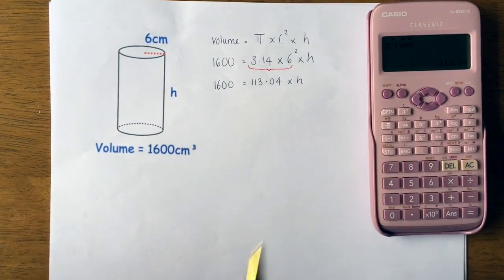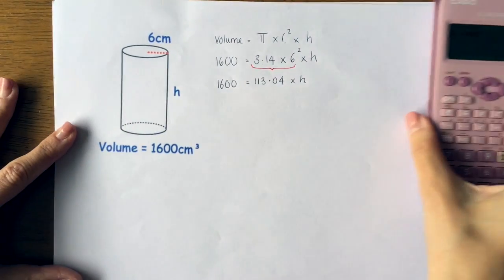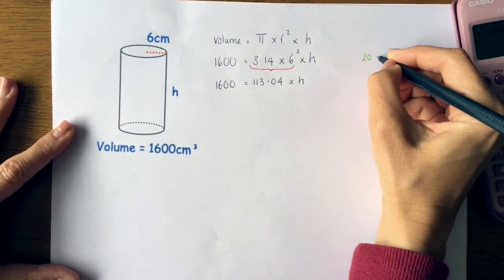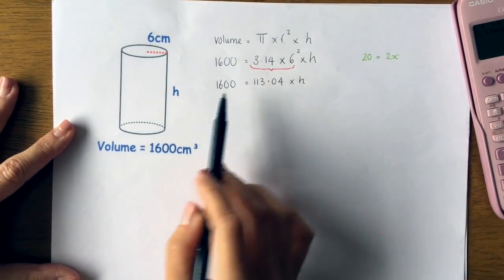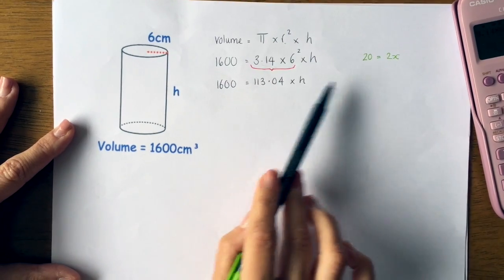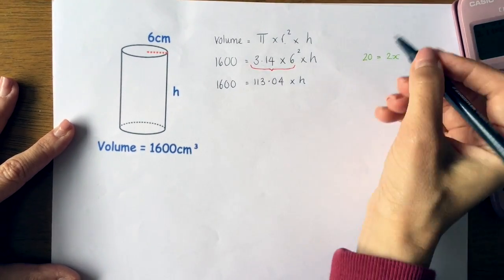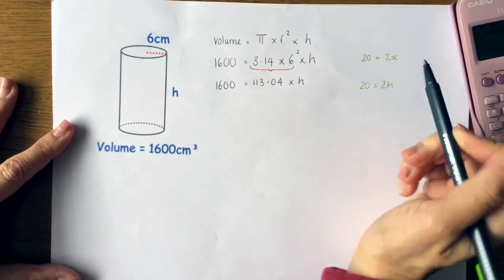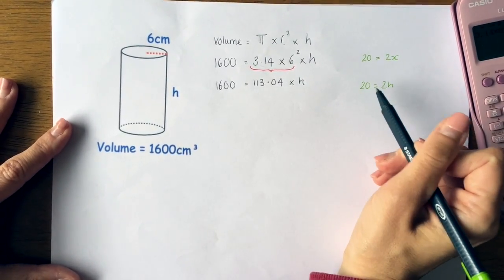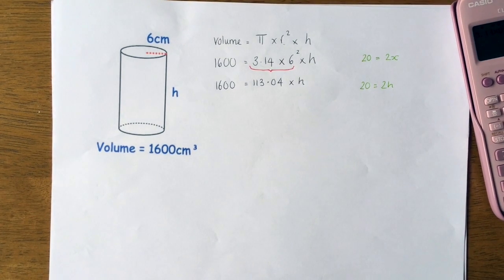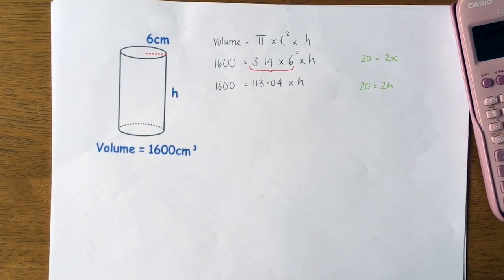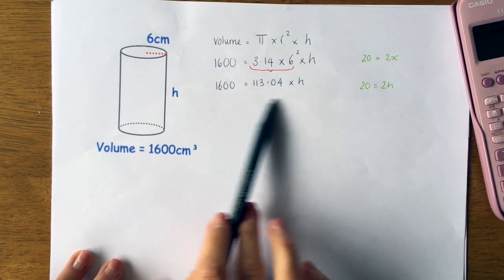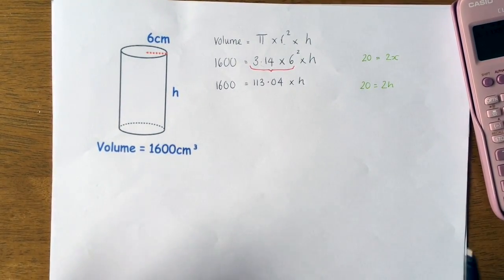Now, this is where we need to use our knowledge of solving equations. This is saying something very similar to if 20 equals 2x. Imagine that h is an x, so we could change it. Actually, we could put 20 equals 2h. And if I wanted to know what that h was, I would do my balancing equations and I would divide each side by 2, if you remember. We're going to do the exact same thing with this because it works in the same way.